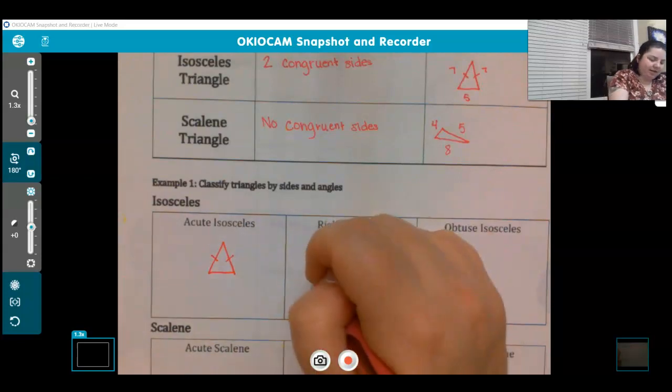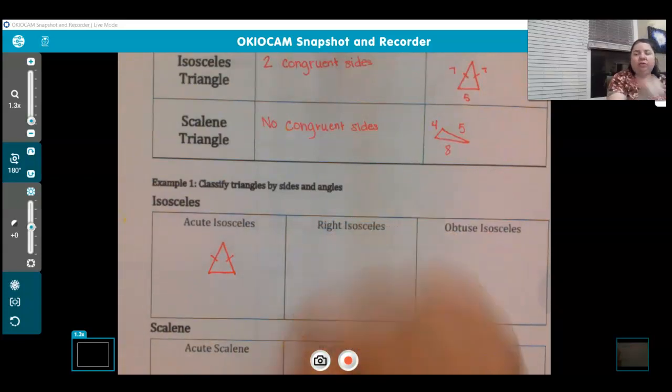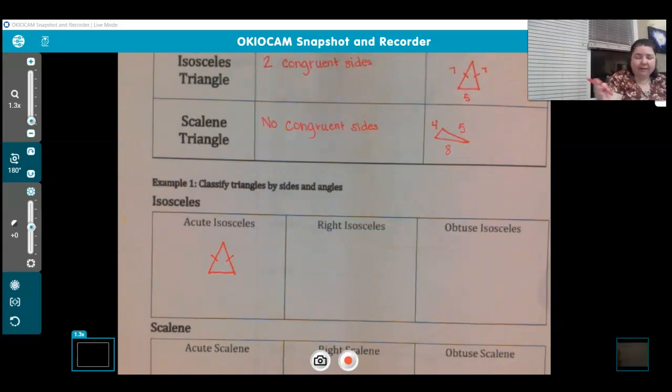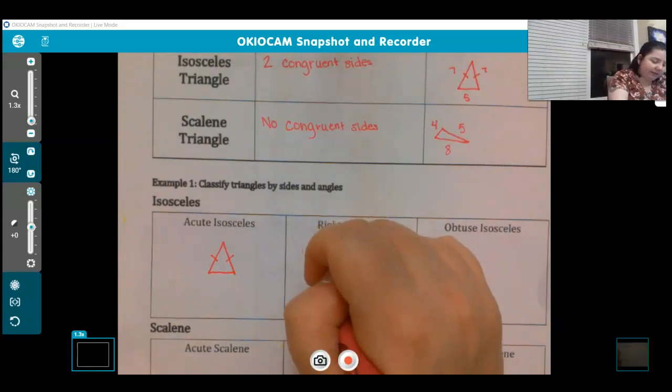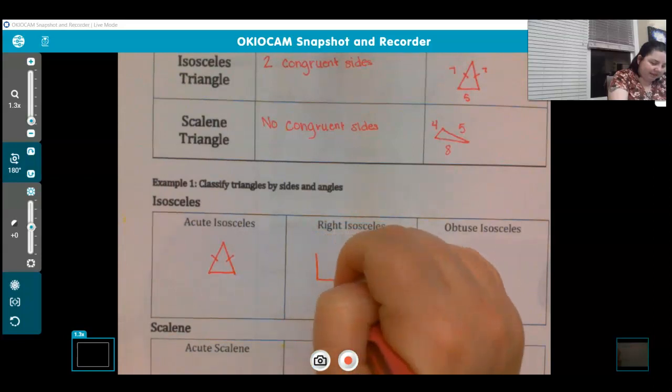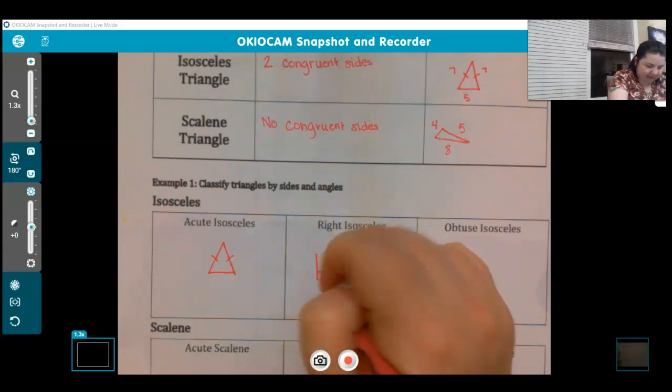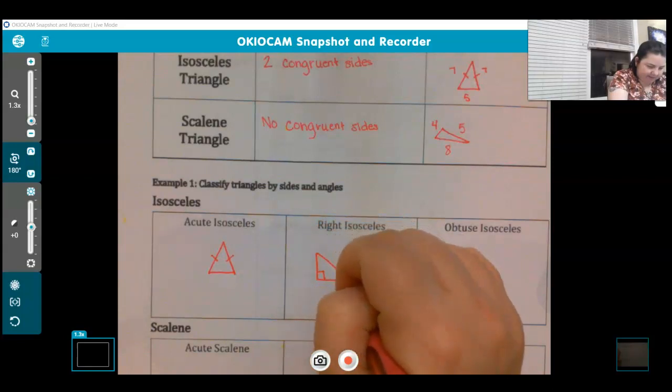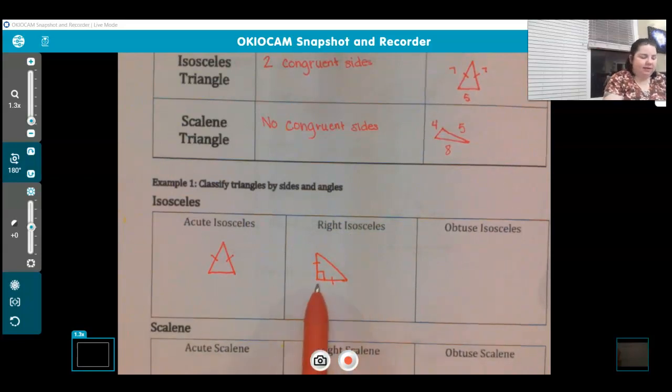If I have a right isosceles triangle, that is a really hard word to say. So those two sides are the same length, I have my right angle mark, and then I have my ticks. So this little chair tells me that this is a right angle. My tick marks tell me that these two sides are congruent or equal. This is a right isosceles triangle.